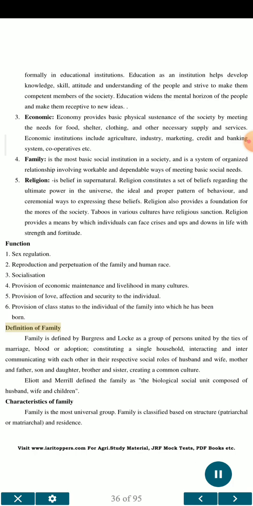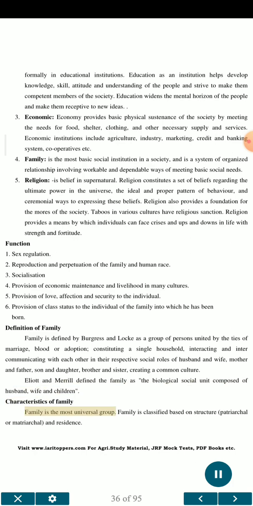Definition of family. Family is defined by Burgess and Locke as a group of persons united by the ties of marriage, blood or adoption, constituting a single household, interacting and intercommunicating with each other in their respective social roles of husband and wife, mother and father, son and daughter, brother and sister, creating a common culture. Eliot and Merrill defined the family as the biological social unit composed of husband, wife and children.